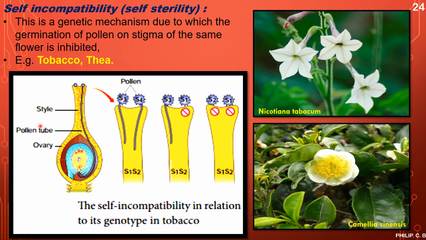Style, pollen tube, ovary. Here, as I mentioned earlier, S1, S2, S3, S4. So it will accept it: S1, S2, here S3, S1. So a pollen grain with S3, the other genotype of a different plant, is accepted. S1, the same genotype, is rejected. Same way, S1, S2, the pollen grain S1, S2 is rejected. Again the very beautiful image of Nicotiana tabacum, the flower, and then next Camellia sinensis, or in other words Thea, which is the tea plant.